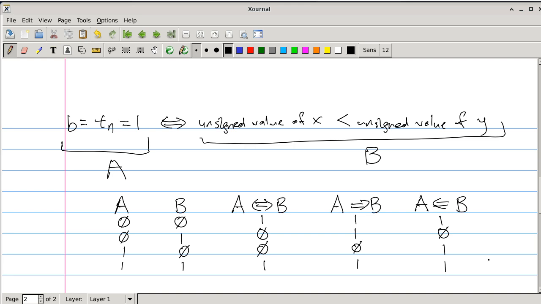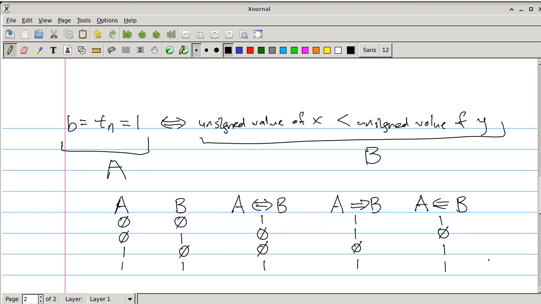Now, in this discussion, we need A if and only if B. So that means there are 4 directions. Okay? There are 4 things we need to notice. If the borrow flag is a 1, then we know the unsigned value of x is in fact less than the unsigned value of y. That's 1. If the borrow flag is a 0, then we know the unsigned value of x is not less than the unsigned value of y. Then somebody may ask, well, can we tell whether it's equal to or greater than? The answer is no, we cannot tell. Okay, we can only confirm it is not less than.